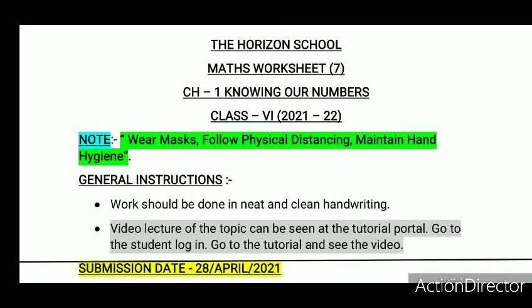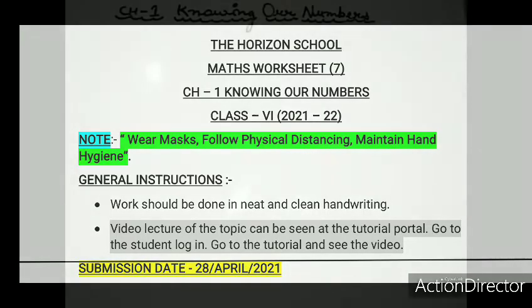Dear students, you all know that COVID spread all over the world, so you follow COVID appropriate behavior. So you wear a mask, follow physical distancing and maintain hand hygiene.